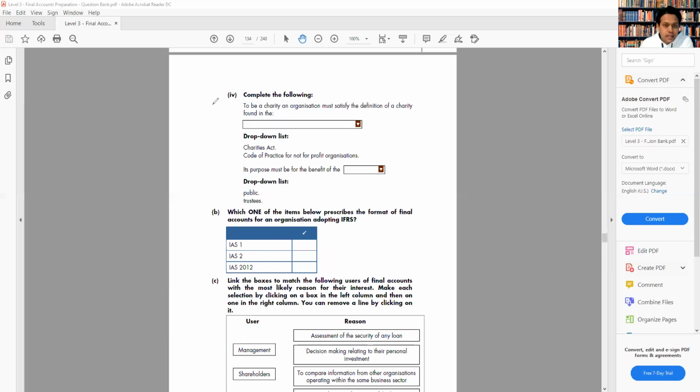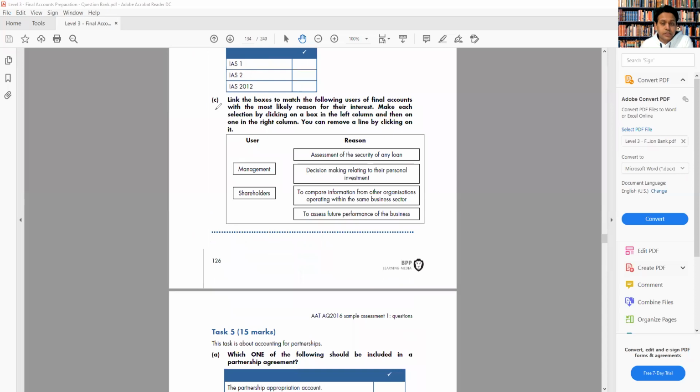This one says: link the box to match the following users of financial accounts with the most likely reason for their interest. Make each selection by clicking on a box in the left column, then on the right column. You can remove a line by clicking on the line. So the user, management, and the reason; shareholder, and the reason why they need to use the financial statement.